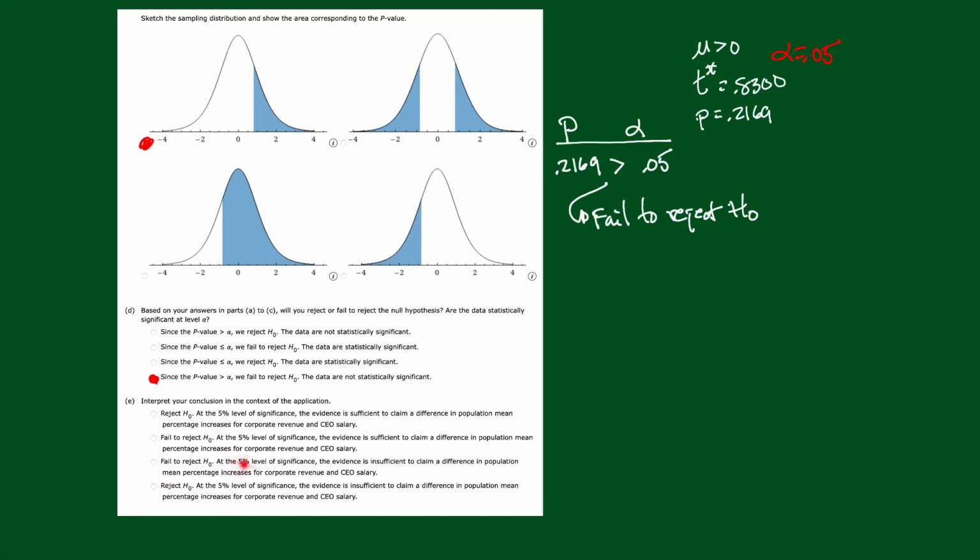Fail to reject. At 5% level of significance, the evidence is insufficient to claim that the difference in population mean percentage increase for corporate revenues and CEO. All right, so we're going to go with this one. Where is it? Right there. And I think that finishes this problem.